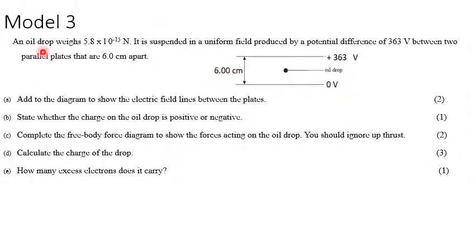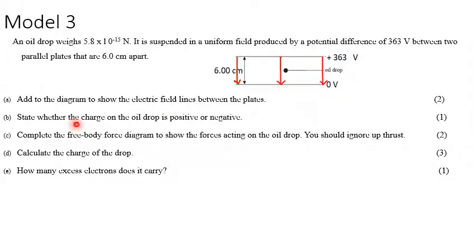Dear students, in this question, an oil drop is suspended in a uniform electric field produced by 2 parallel metal plates. The distance between these 2 plates is 6 centimeters. In the first question, they are asking you to add lines to represent the electric field pattern between these 2 plates. As we know, this is a uniform electric field, so we need parallel and equidistant lines.